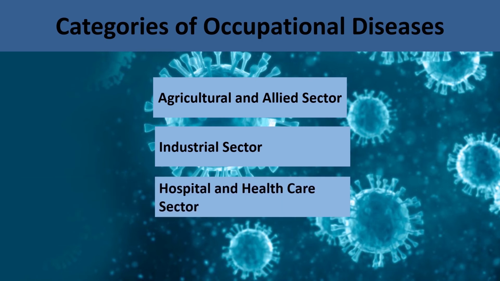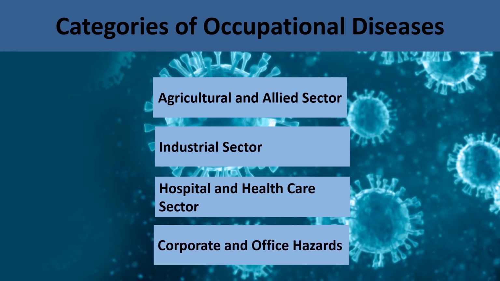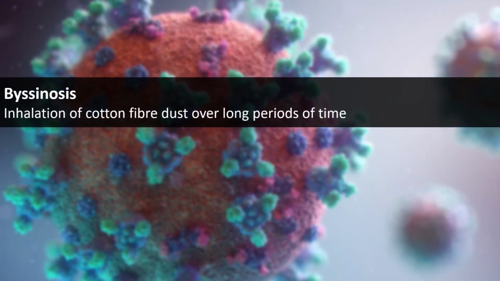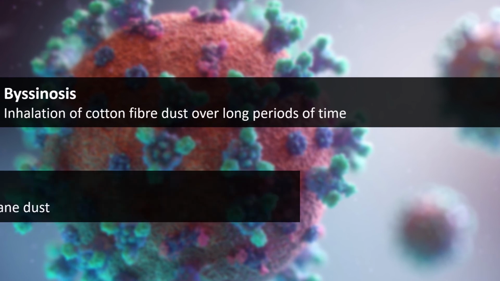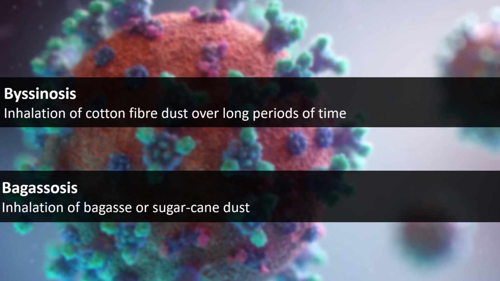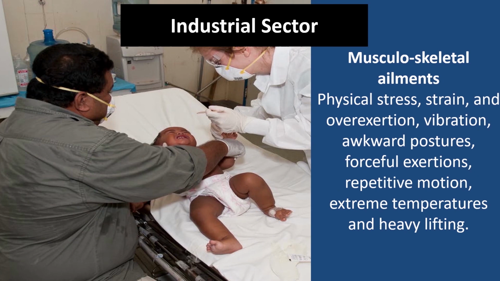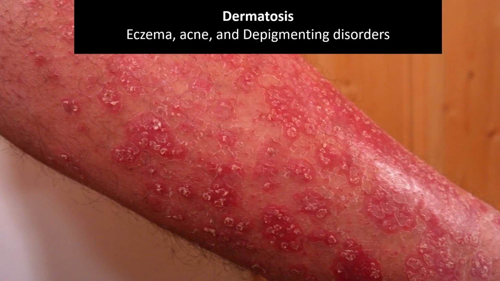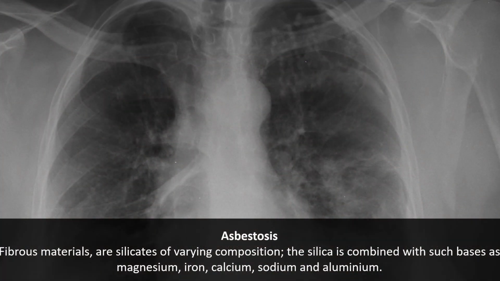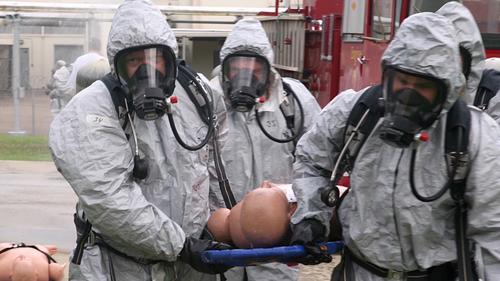The hospital and health sector is an important segment of occupational diseases, where the people who are working are exposed to different chemicals and biological hazards. Likewise, corporate and office hazards are very common, and as the service sector grows, such diseases are more likely to occur in the near future. These are just examples from agriculture and allied sectors. Byssinosis is caused by inhalation of cotton fiber over long periods of time. Bagassosis is an occupational lung disease caused by inhalation of sugarcane dust. In the industrial sector, musculoskeletal ailments occur, as well as dermatosis, eczema, acne, and asbestosis from inhaling fibrous materials. Then mining and construction carry physical, chemical and biological hazards, and also the corporate sector.